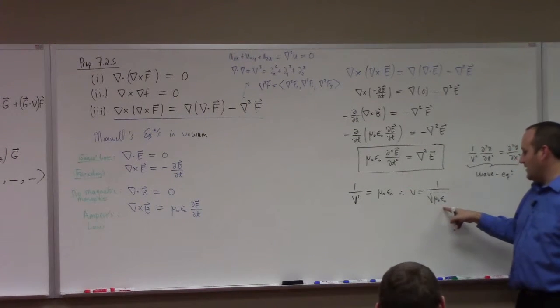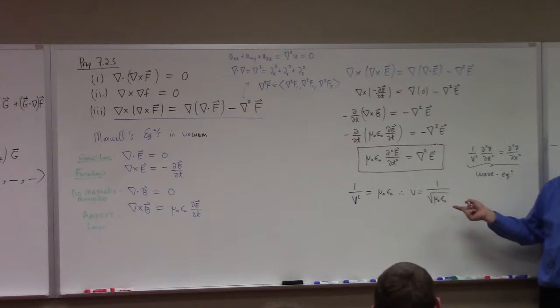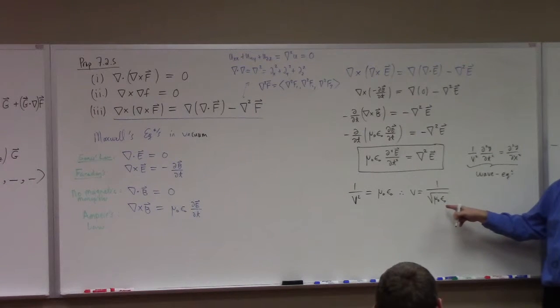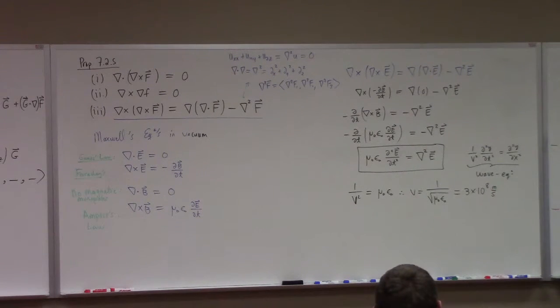Anyway, so what is this? Well, I haven't told you yet, but mu naught and epsilon naught are experimentally determined constants. Mu naught is the permeability of free space. Epsilon naught is the permittivity of free space. In fact, this works out to 3 times 10 to the 8th meters per second. So what this little calculation shows you is that the electric field satisfies a wave equation, and the speed of that wave just happens to be the speed of light.